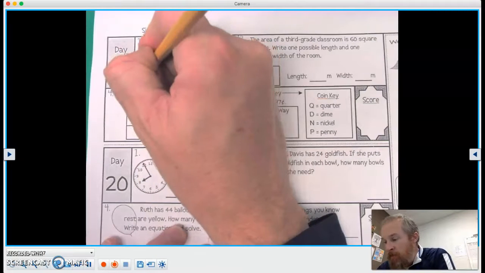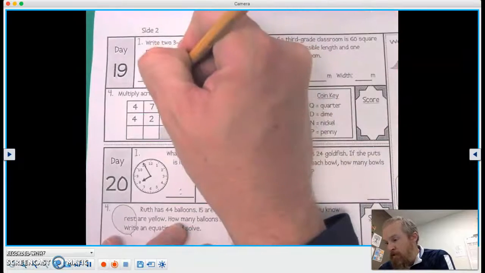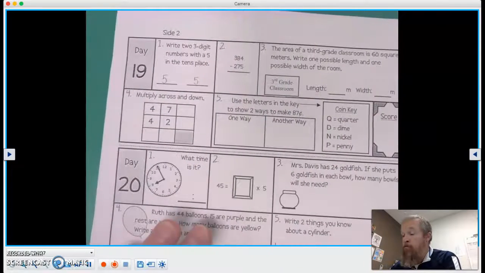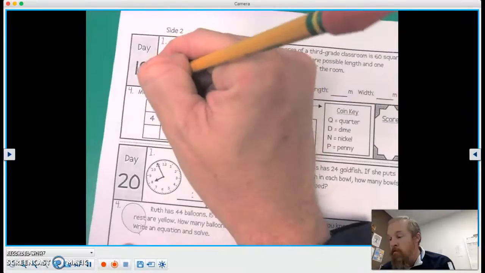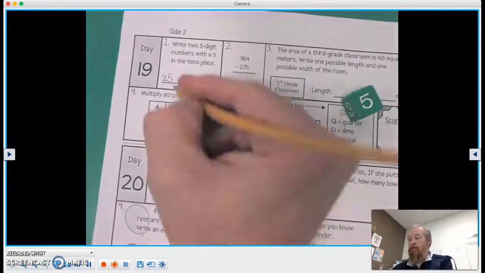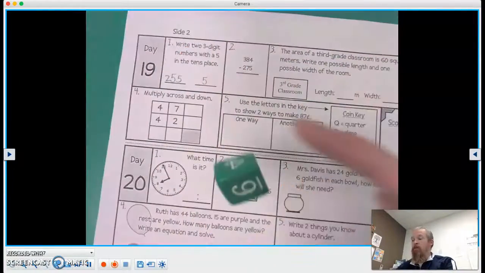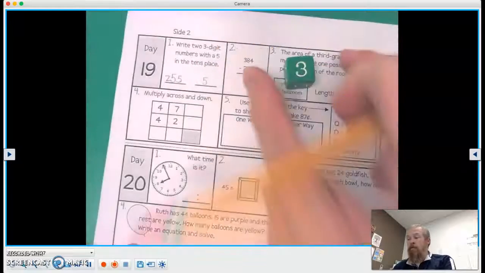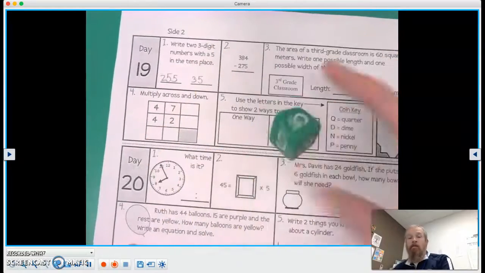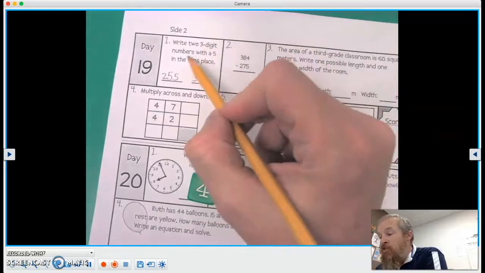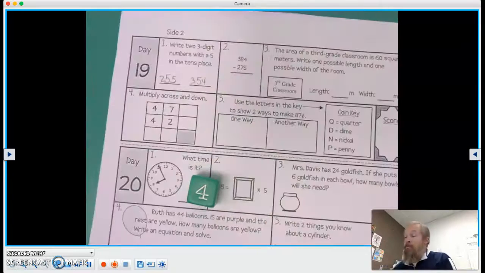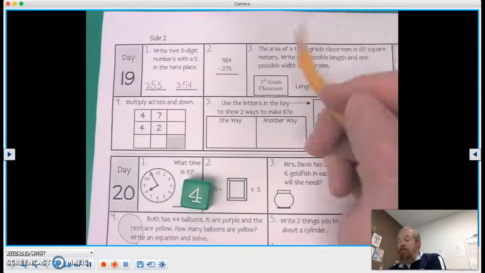All right, so I'm going to put a 5 in the tens place and a 5 in the tens place, okay? And I need a number. How about a 2? And another 5. Oh, that's a 3. Kind of went off the screen there. 4. There we go. We have two 3-digit numbers with a 5 in the tens place. We did it.